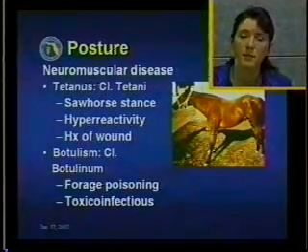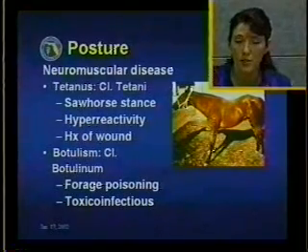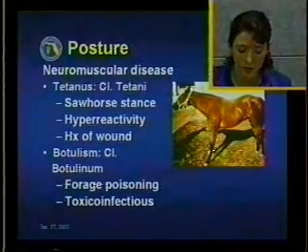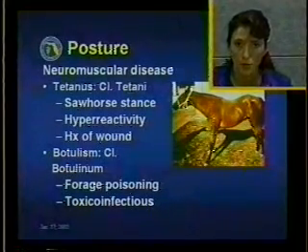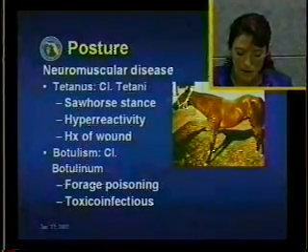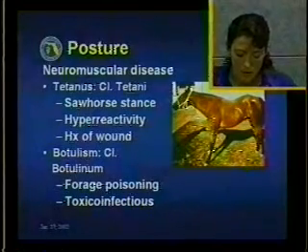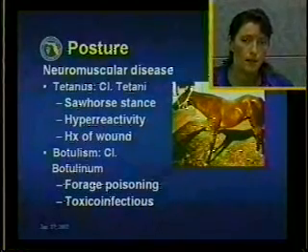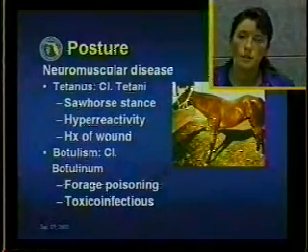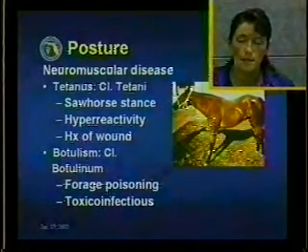Toxico-infectious botulism is seen more often in foals, whereas forage poisoning is seen more often in adults. This is a disease that also affects the neuromuscular junction, where the toxin released by Clostridium botulinum will prevent the release of acetylcholine in the neuromuscular junction and therefore result in flaccid paralysis.